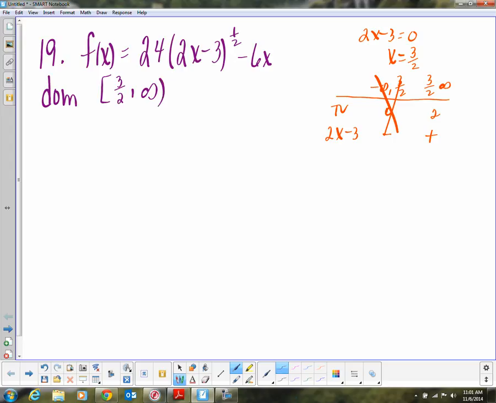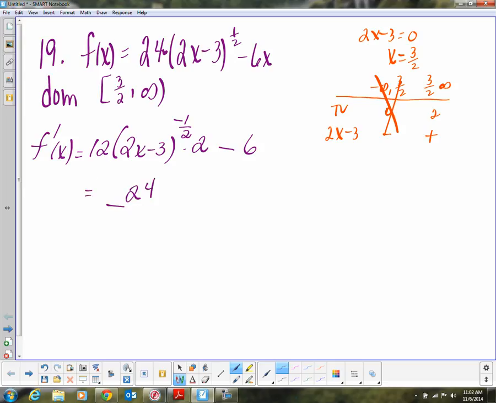So now we're going to do the derivative. What rules are involved here? Why isn't it product? 24 doesn't have a variable. So we take half of 24 times this to what power? Negative 1/2. And the derivative of the inside is 2. And the derivative of 6x is 6. So we're going to end up with 24 all over the square root of 2x minus 3 minus 6.